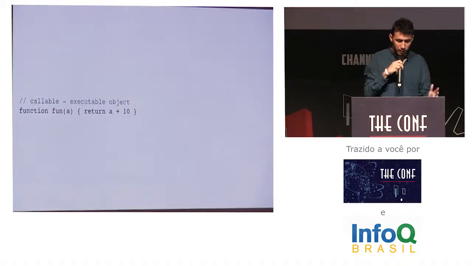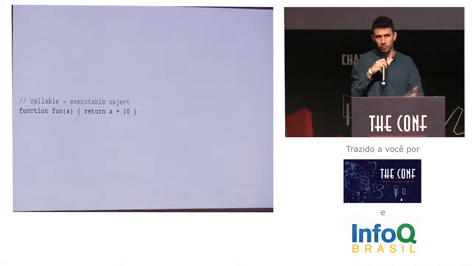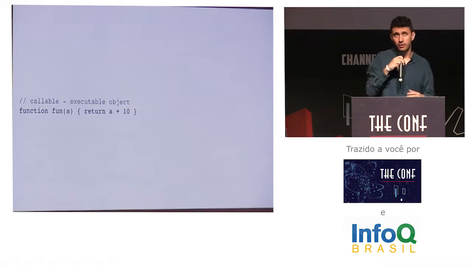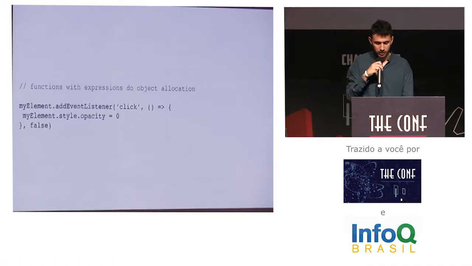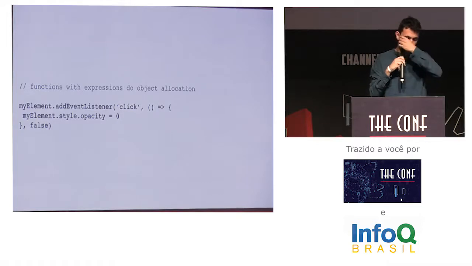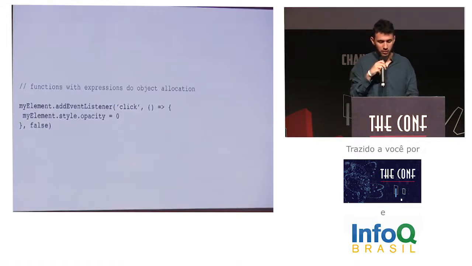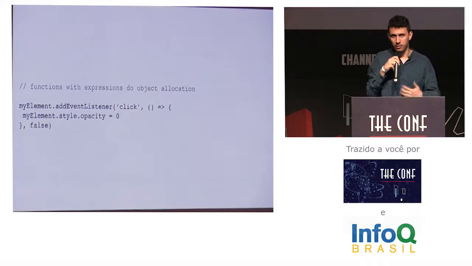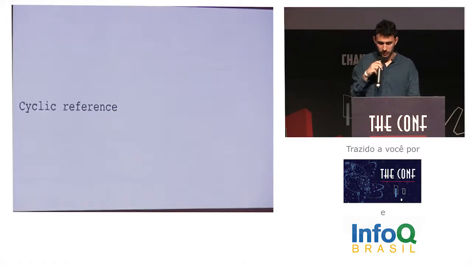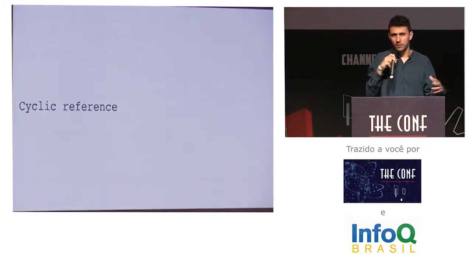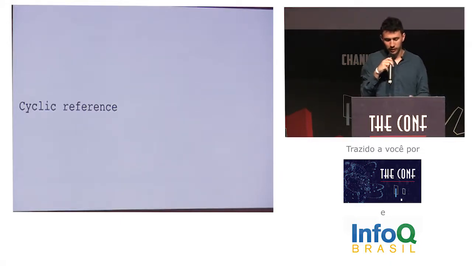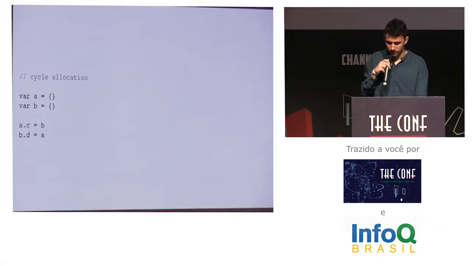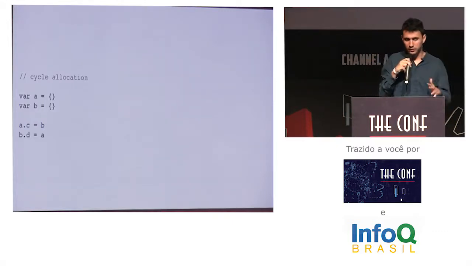When you create a function, you are storing an object called a callable object. And when you create functions with expressions, they do object allocation also. This also becomes part of another concept called cyclic reference. What this means in the end? This is a case of cyclic reference.